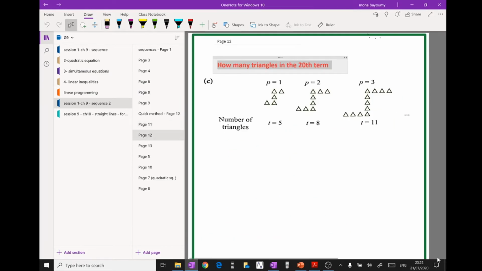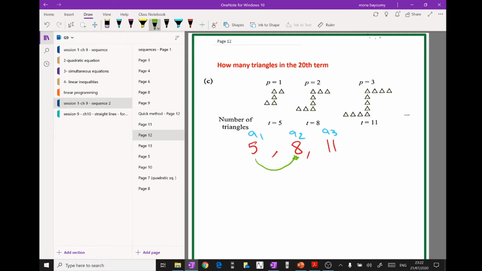It's okay. Again, one more example. Here we have triangles in a specific order, in a specific pattern, and he asked us to find how many triangles are in the 20th term. To find it, we have to find the nth term. To find the nth term, I have to write the sequence. The sequence is 5, 8, 11. Okay, 5 is the first term, 8 is the second term, 11 is the third term. Now we have to find the common difference.